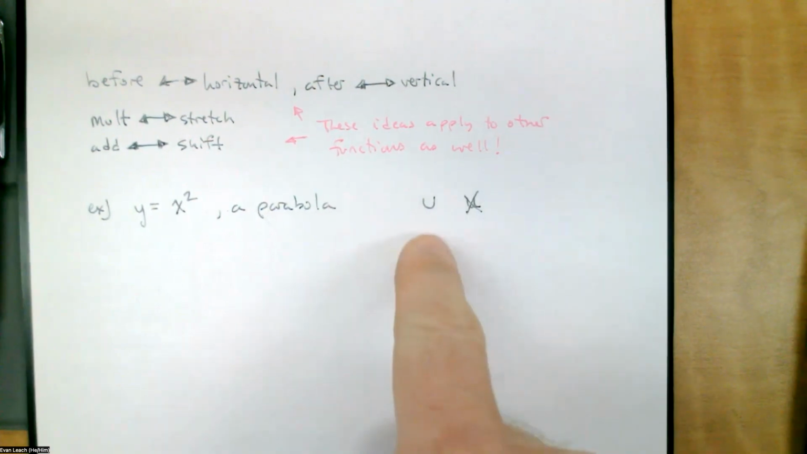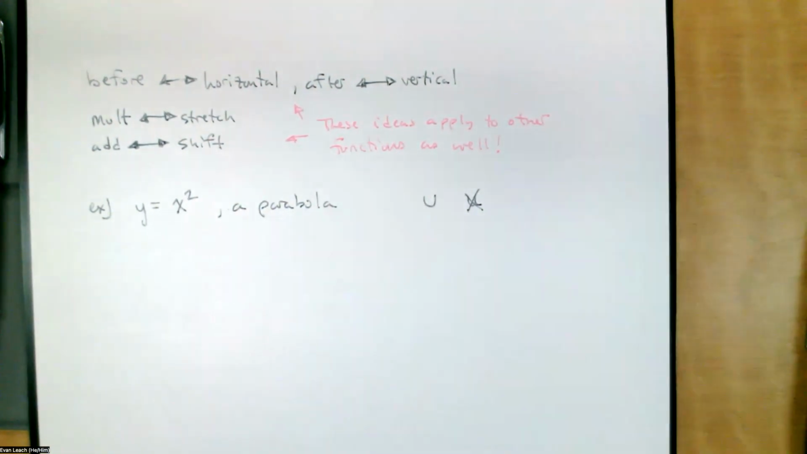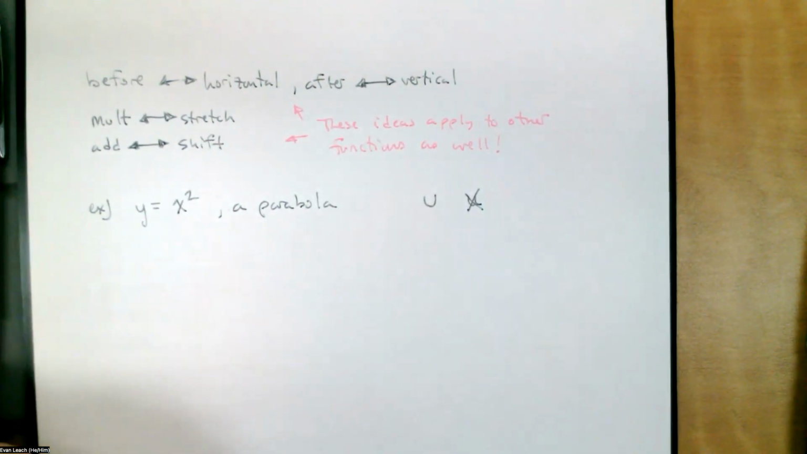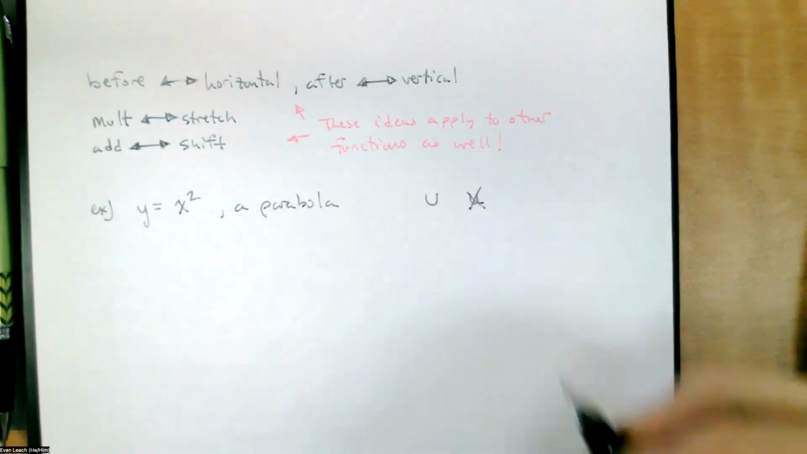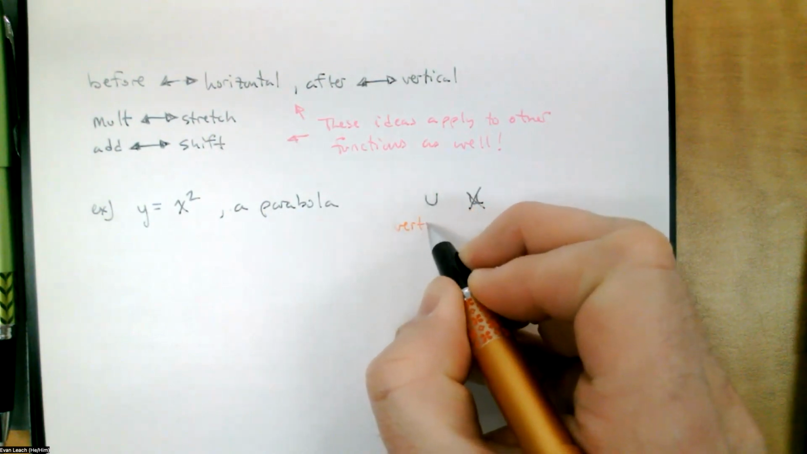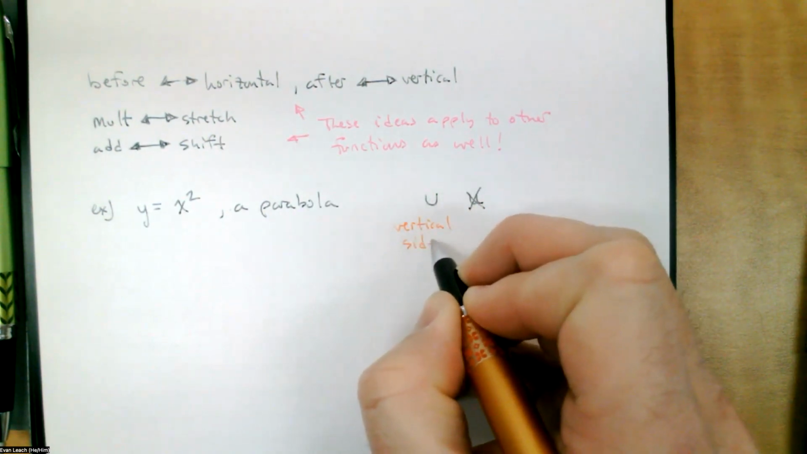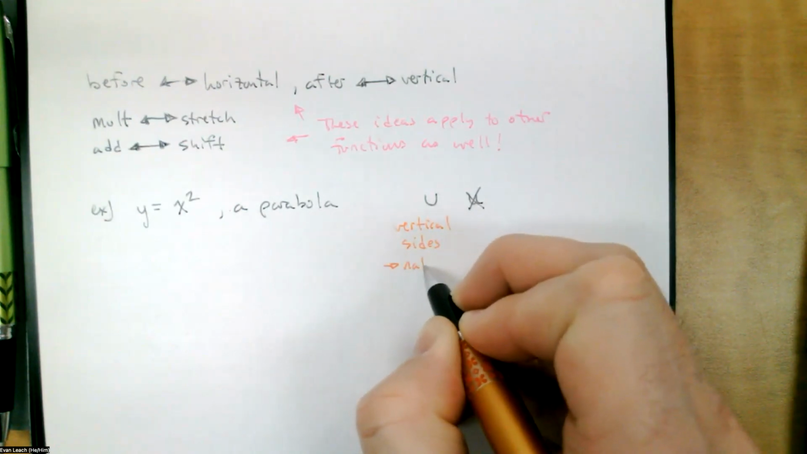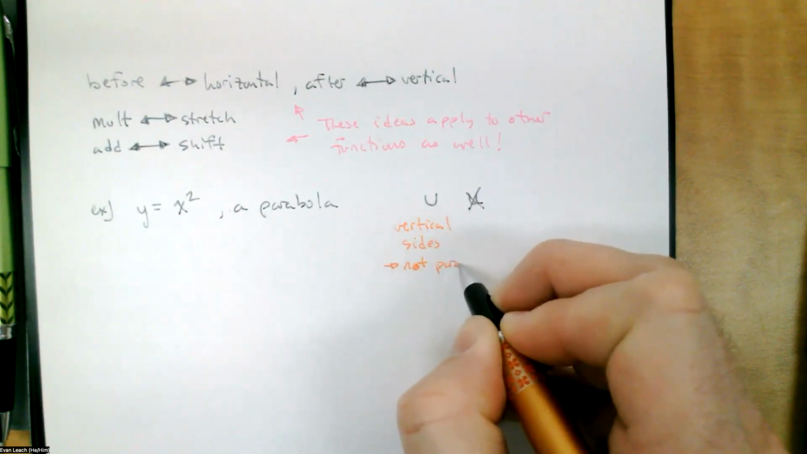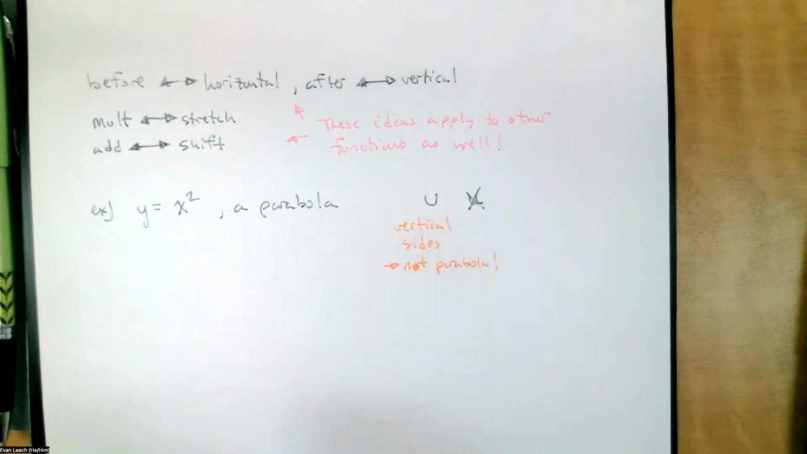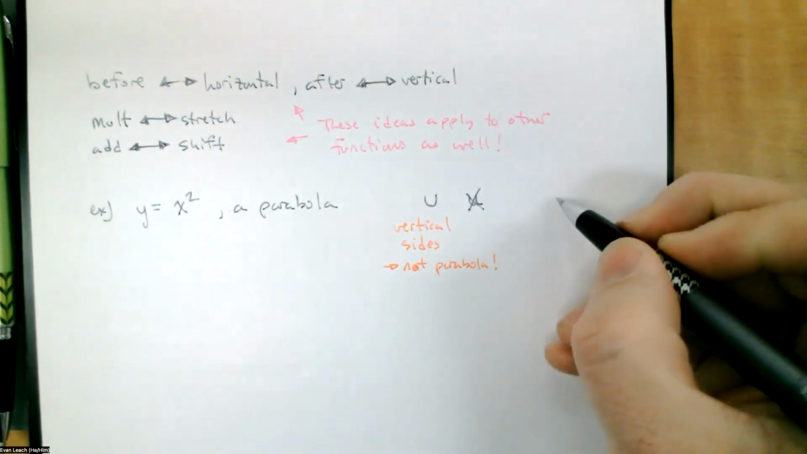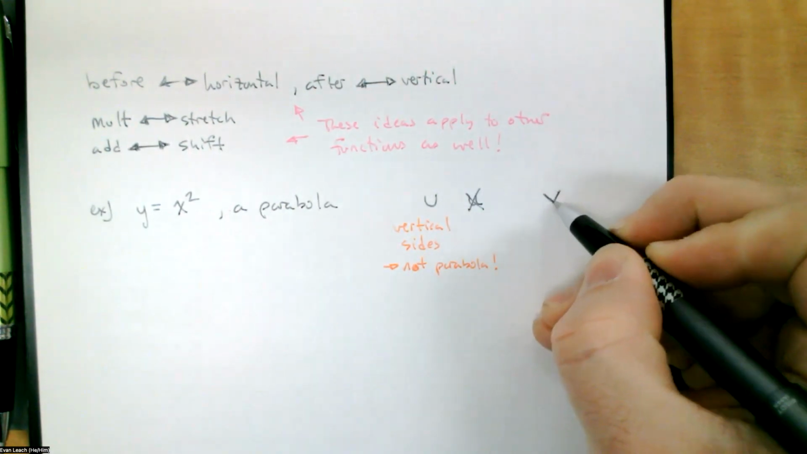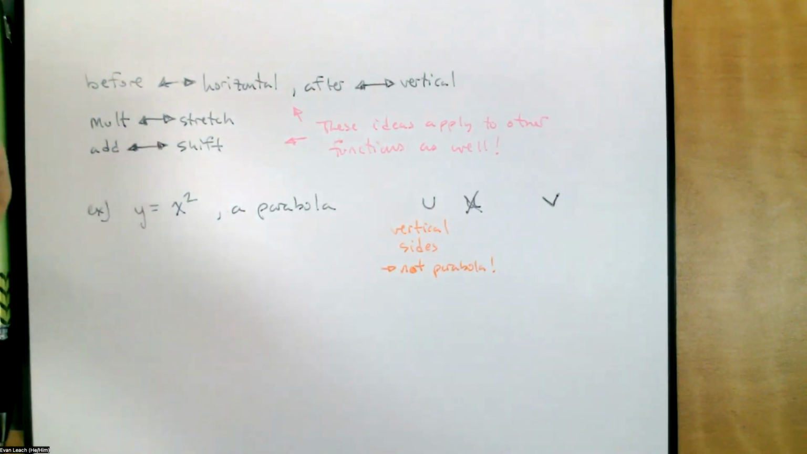But the problem with U, not you, y'all have completely different problems, I'm just kidding. The problem with the letter U to describe a parabola is what's going on at the sides. Those sides are vertical. That's bad. That's not a parabola. Vertical sides, not a parabola. But a V, the sides aren't vertical.